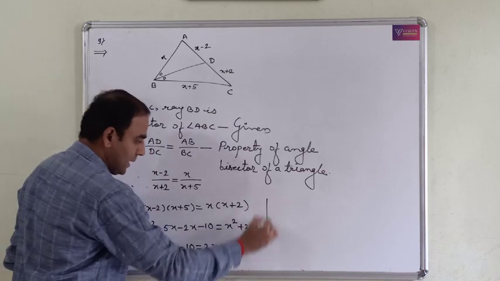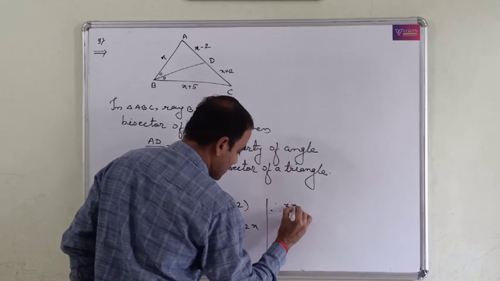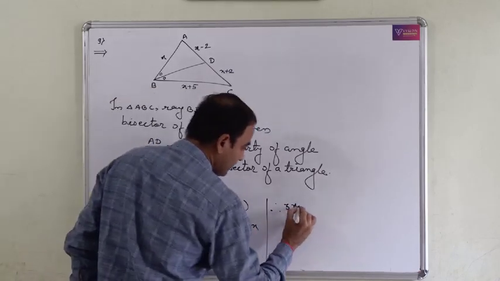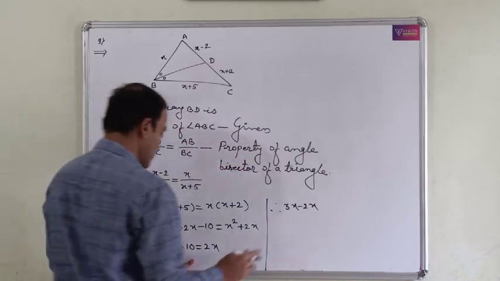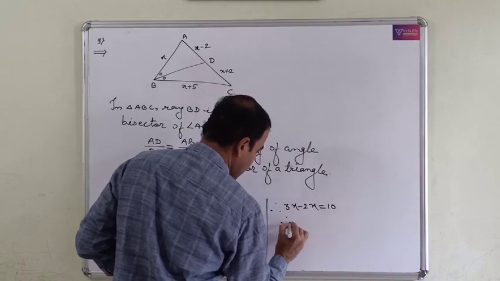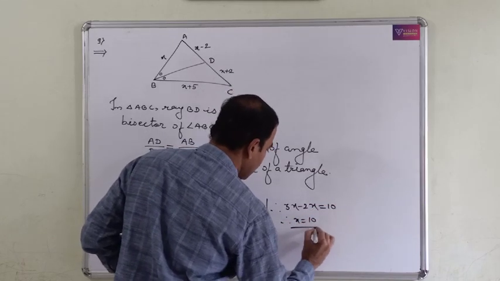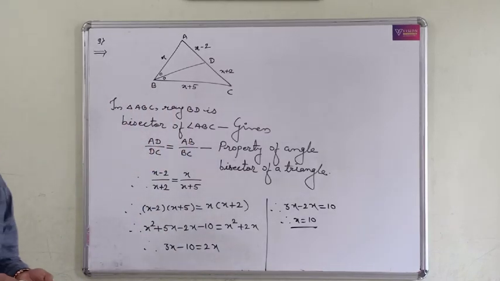If you transpose toward the left side, we get 3x, and 2x converts into minus 2x. Have you got it? So 3x minus 2x is equal to minus 10, which converts into plus 10. x is equal to 10. This is the value of x. Write it. Then take the next question.